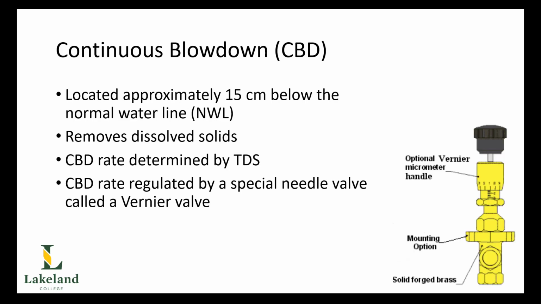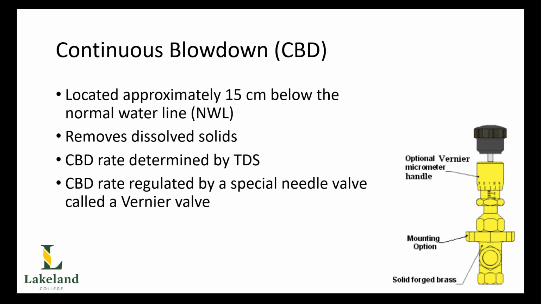Okay, so regarding our continuous blowdown, or our CBD, the pipe itself is going to be located approximately 15 centimetres below the normal water line. It's been found that this area of the steam drum is where the water contains the highest concentration of TDS. By manipulating the valve's position, we can either increase or decrease the rate at which it removes fluid from the boiler. And this is typically continuous, meaning it's open 24 hours a day, 7 days a week, 365 days a year.